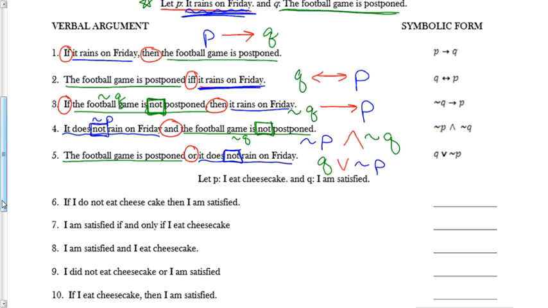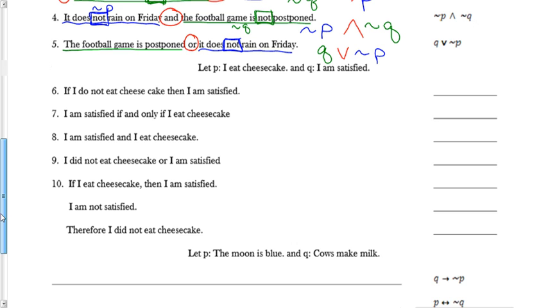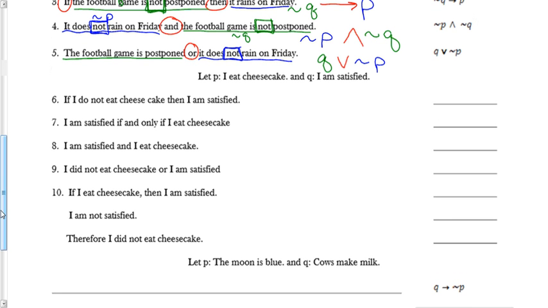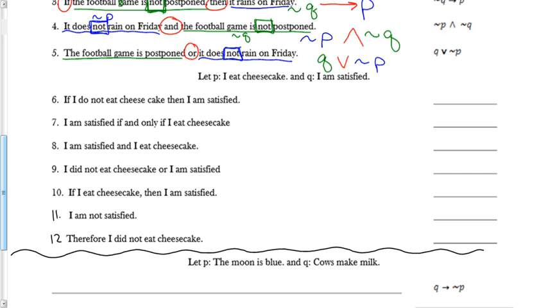So at this point, what I would like for you to do is complete numbers 6 through 10, and then what should be 11 and 12. So I'd like you to complete until you get to a new P. So please pause the video now and complete these problems.